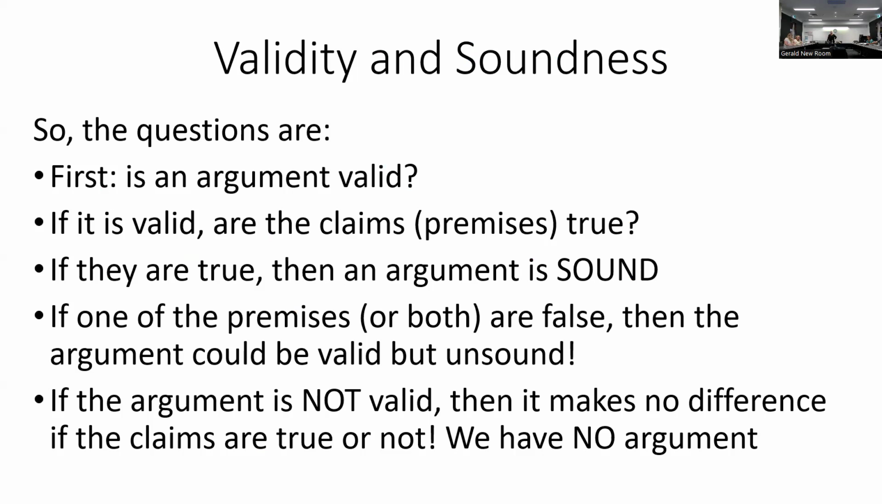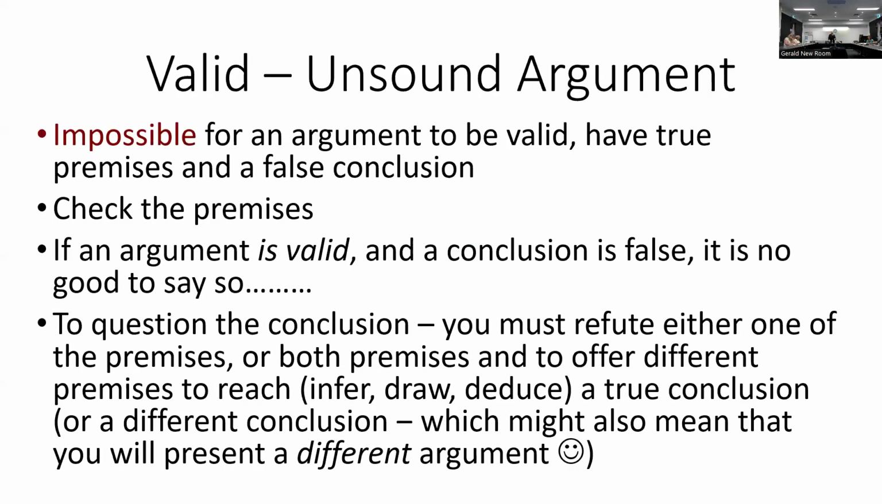If the argument is not valid, there is no argument. So it is impossible for an argument to be valid, have true premises and a false conclusion. Impossible, because of the structure. If an argument is valid and has true premises, the conclusion must be true.